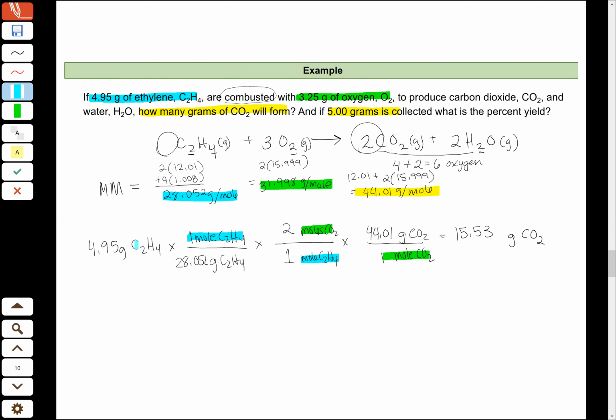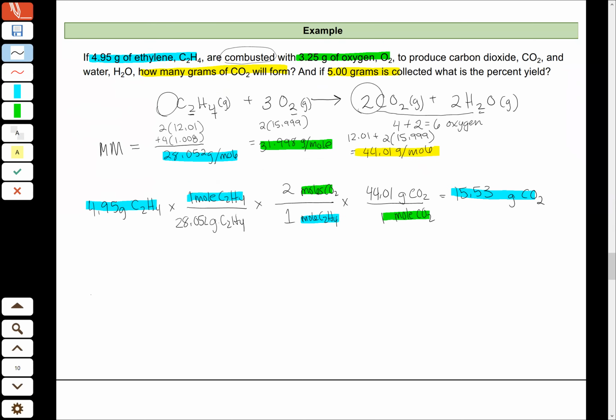So I'm going to highlight that I started with ethylene and I ended with 15.53 grams. If you're like me, color coding things can help a lot when we have problems that have very similar units everywhere. A highlighter can save you a little bit of anxiety about which one corresponds to which. All right, the next step is now starting with my oxygen.